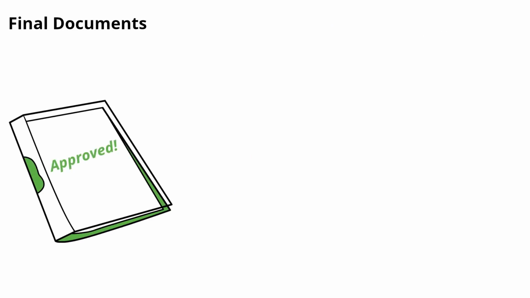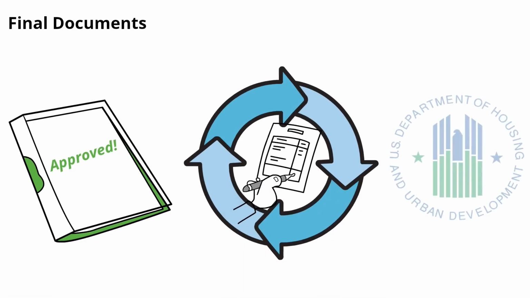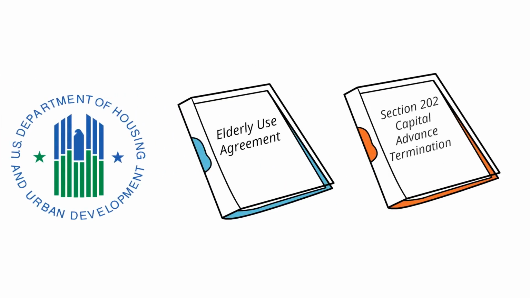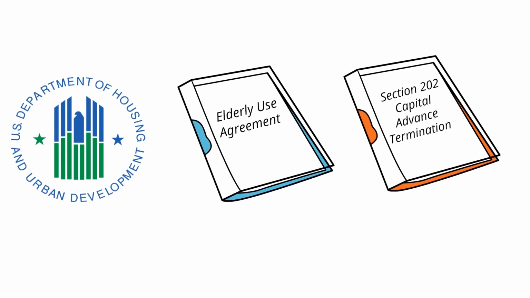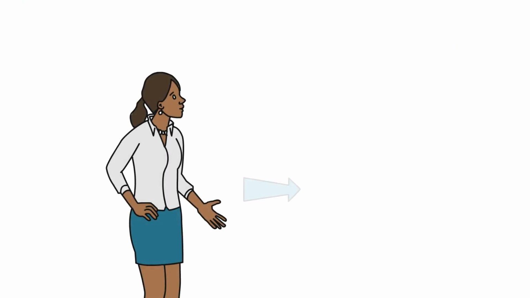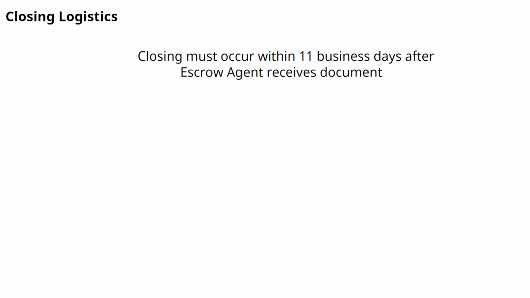After HUD approves all closing documents, the closing coordinator will circulate them for signature. HUD will sign the documents first. HUD will execute and send the new elderly use agreement and the Section 202 capital advance termination documents to the closing escrow agent. These items must be sent to the escrow agent and cannot be sent to any other party. The closing coordinator will notify the project owner by email when these documents have been sent. Once all the HUD documents have been received by the escrow agent, closing must occur within 11 business days.